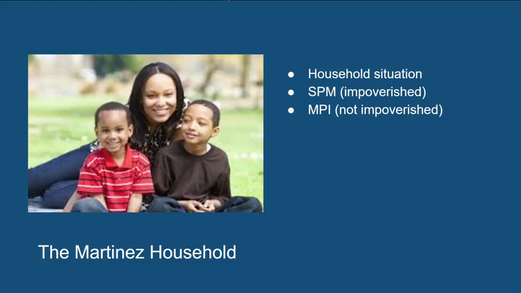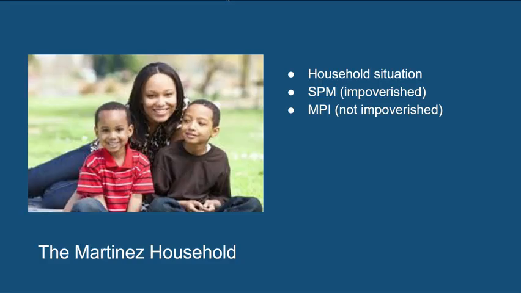The Martinez household includes a single mother, Maria, and her two children, and they live in Los Angeles, California. Maria makes $30,000 a year. Their housing is subsidized public housing, and they have Medicaid coverage. Maria completed high school, and her kids go to public school. Their utilities are covered by government energy assistance programs, and they receive SNAP benefits or food stamps.